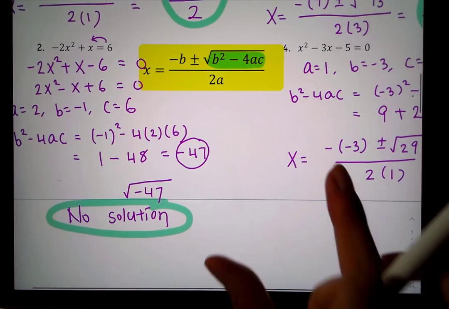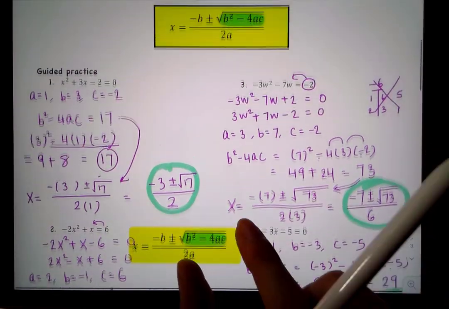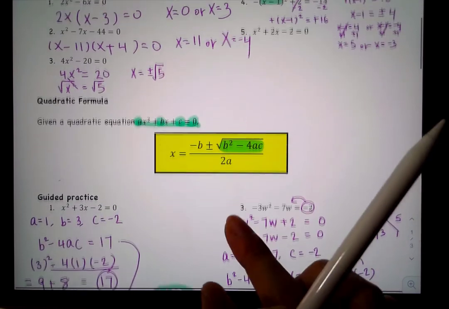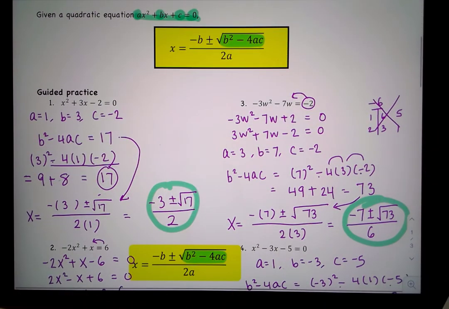All right, that's it, guys. That's it for today. So please take notes and practice these 4 problems, and tomorrow I'm gonna assign homework about this one.